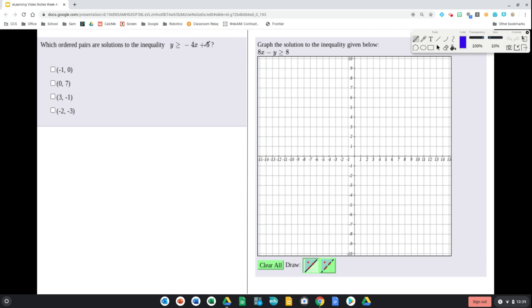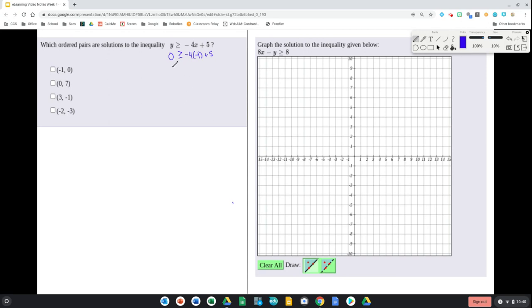So on our first point, remember, you've got the point -1, 0, which means x is -1 and y is 0. So we're going to put those points into this inequality, and we're going to tell whether it's true or false. So we're going to put the -1 in for x and the 0 in for y, and so when we do that, this inequality is going to look like this. 0 is greater than or equal to -4 times -1 plus 5. So when you do that, is that inequality true or false?